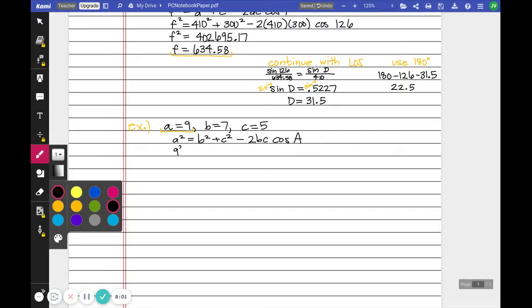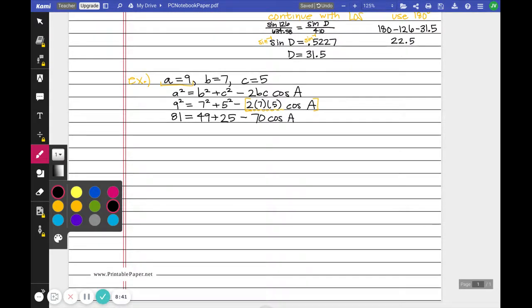So I'm going to plug everything in. 9 squared equals 7 squared plus 5 squared minus 2bc cosine a. Order of operations is going to be super important here. The 2bc cosine a is all attached together, and we cannot break that apart. We deal with all our squareds first. Square everything, keep cosine a in the picture, and focus on 2 times 7 times 5 to get minus 70 cosine a.